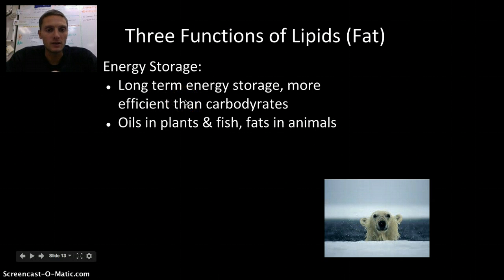That long-term energy storage, a lipid, is more efficient than carbohydrates. And so you see animals like a polar bear, they build up their fat reserves over the course of the summer so that they have energy available for them during the winter when there's less food available. Oils in plants and fish, and fats in animals are some examples of that.